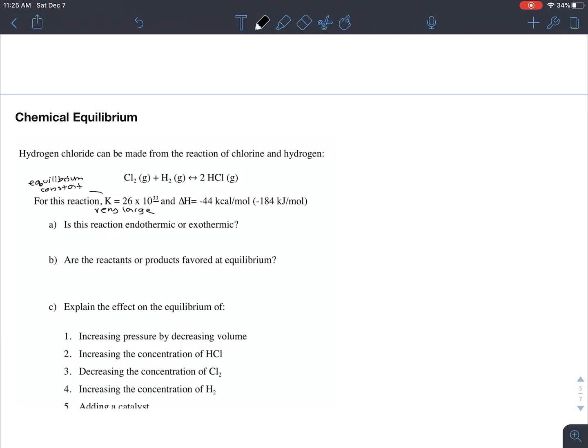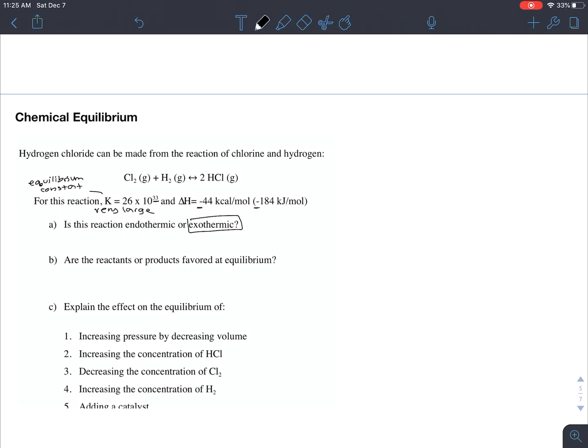Delta H, the heat, is negative 44 kilocal per mole or negative 184 kilojoules per mole. So the first question says, is this reaction endothermic or exothermic? Well, because your heat is negative, this reaction is exothermic.